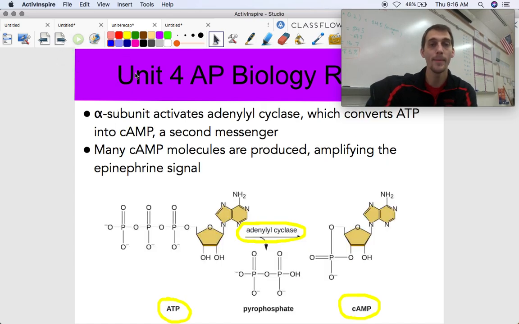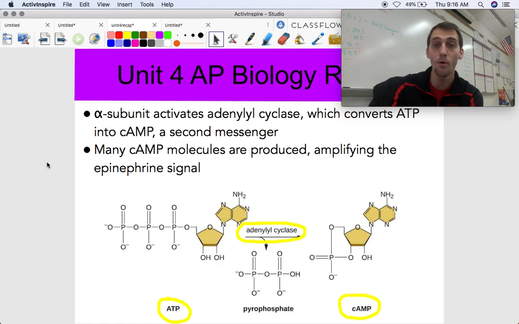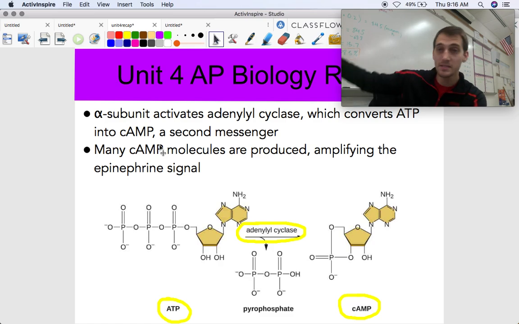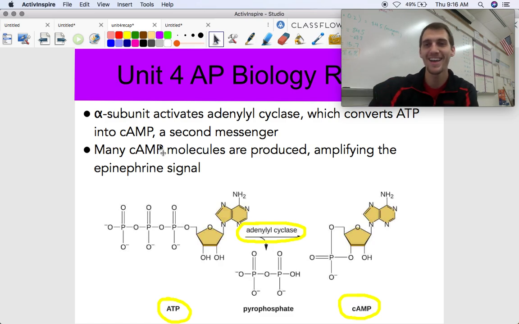What it does, the alpha subunit activates an enzyme called adenylyl or adenylate cyclase, which I kind of mentioned before, converts ATP into cyclic AMP, ATP into cAMP, which is a second messenger. And cAMP molecules are produced en masse by adenylate cyclase or adenylyl cyclase, amplifying the epinephrine signal.